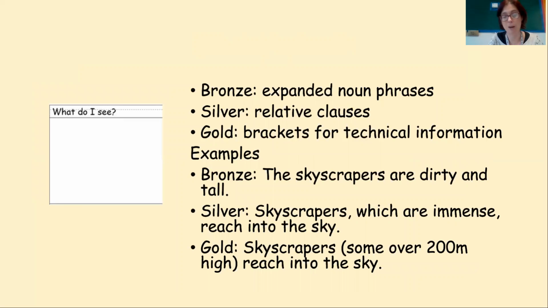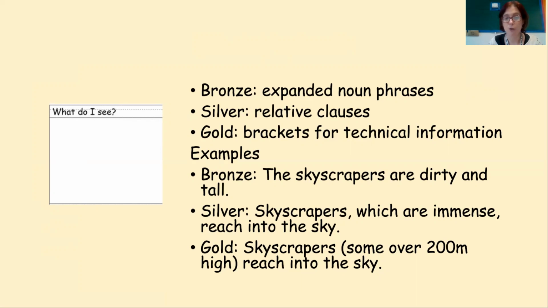Okay, hopefully you've done the how I move. We're now moving on to what do I see. So this is the one that we could go on forever and ever and ever, so we'll just keep it simple today. So bronze, expanded noun phrases, silver, relative clauses, gold, brackets for technical information. So very similar to last Wednesday's bronze, silver, gold.